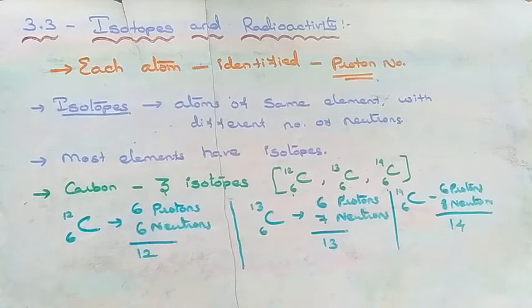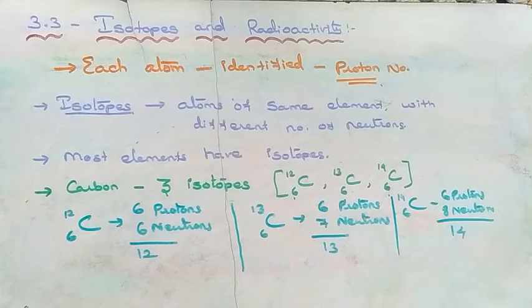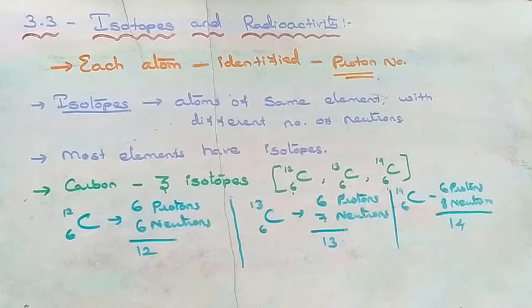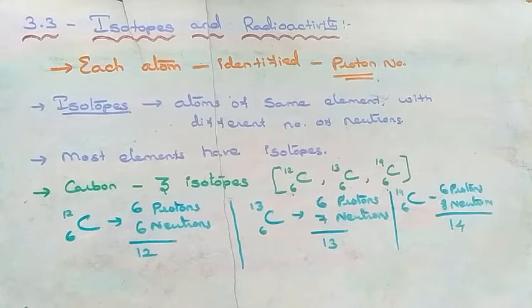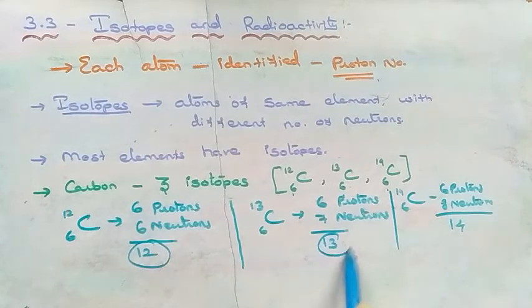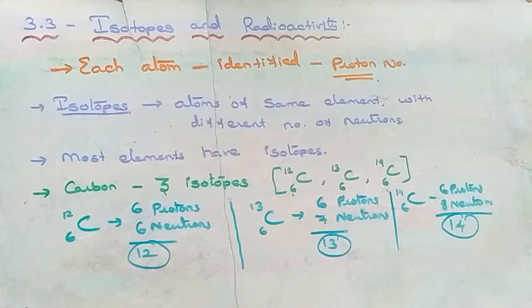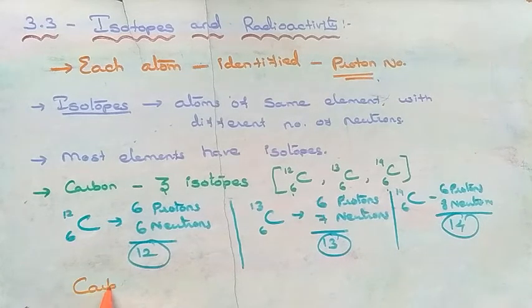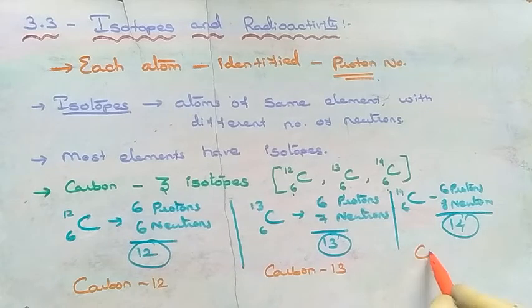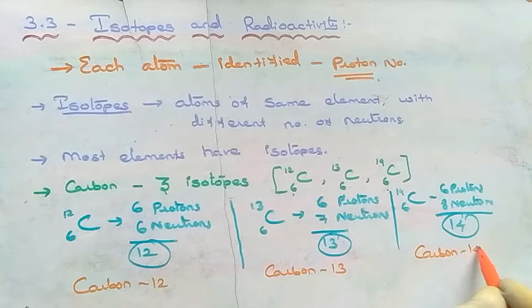So isotopes have the same number of protons but different numbers of neutrons. That's why we call them atoms of the same element with different numbers of neutrons. So this isotope can be called carbon 12, this isotope can be called carbon 13, and this isotope can be called carbon 14.